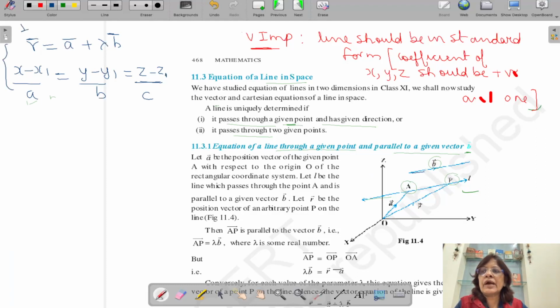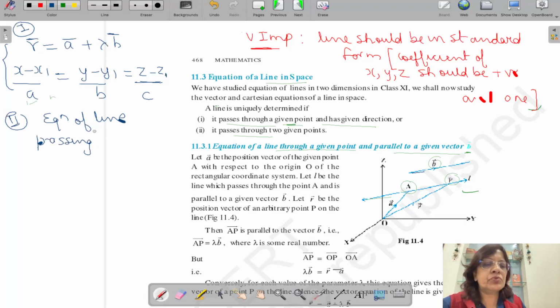Now let's do one more formula here. The second form of the line is the equation of a line passing through 2 points.